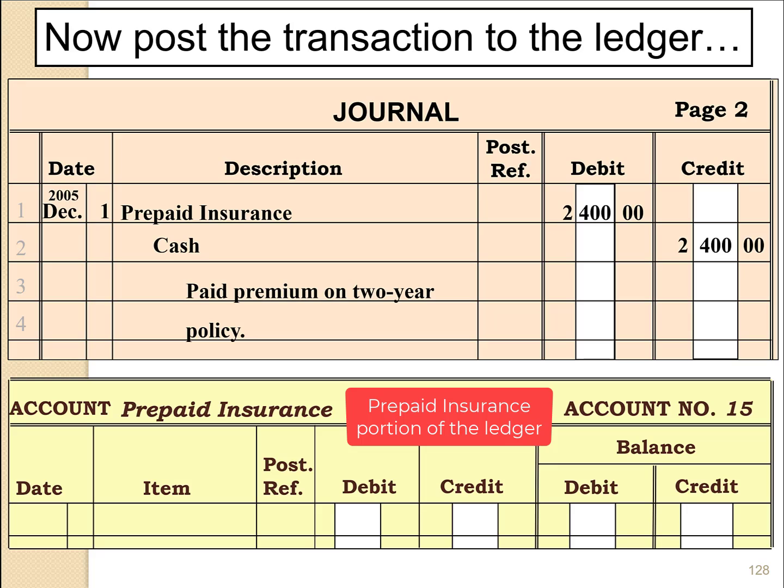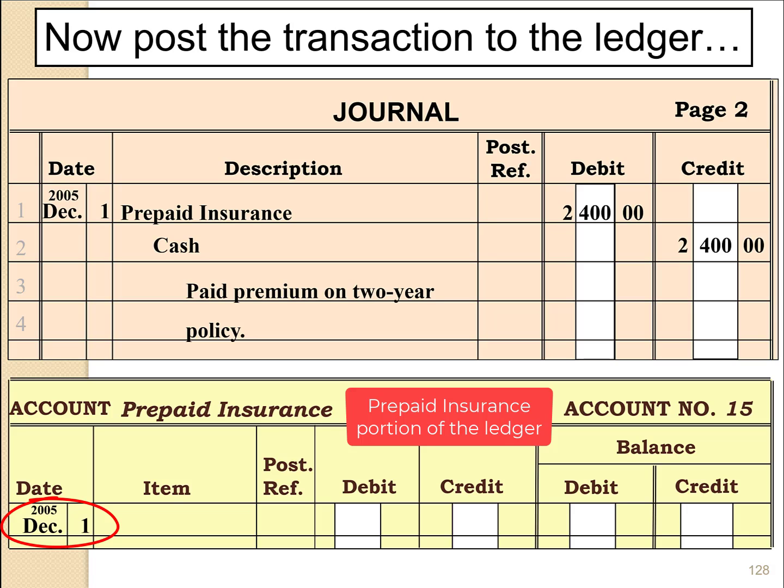And so what we're going to do is we're going to take the prepaid insurance. Well, first of all, make sure that we're looking at the correct account. Notice we're starting with prepaid insurance because that's the debit. And so we're looking at the prepaid insurance part of the ledger. So the first step is you're going to put the date from the journal into the ledger.